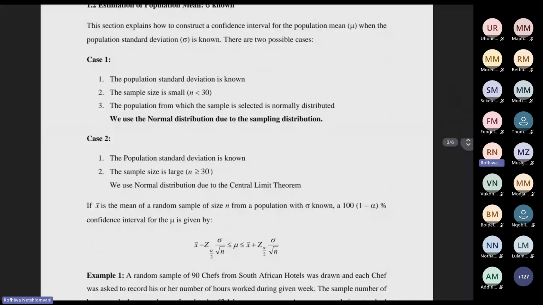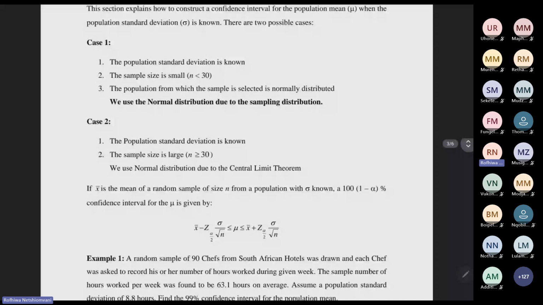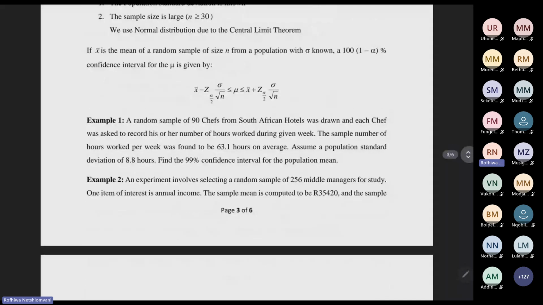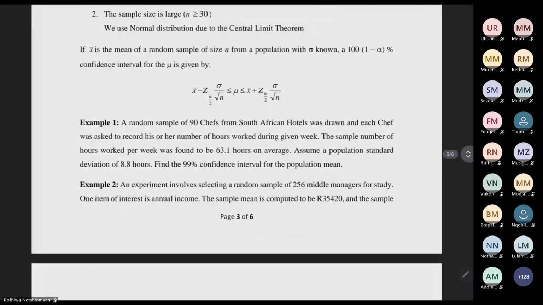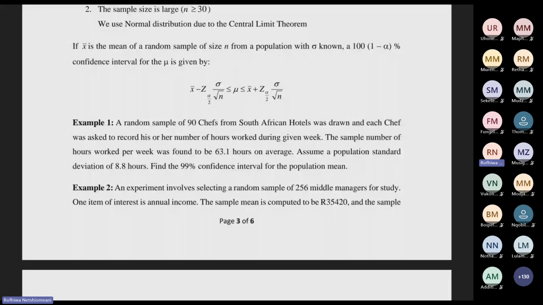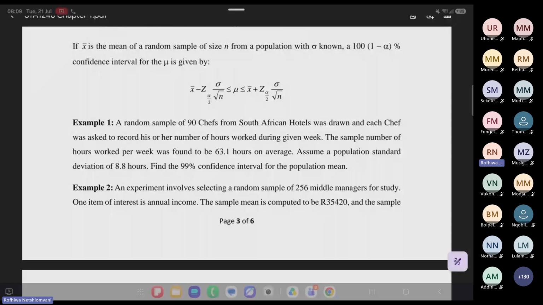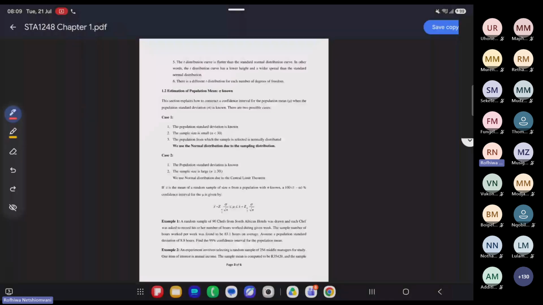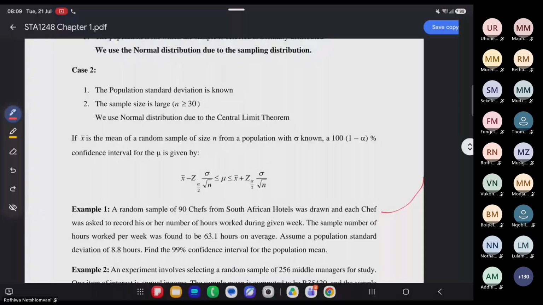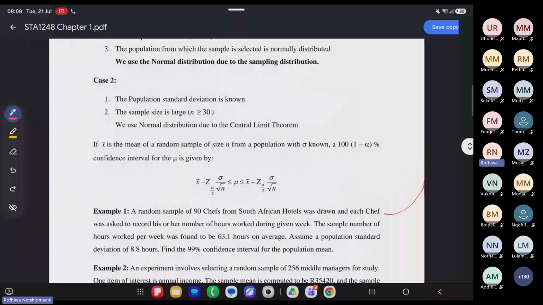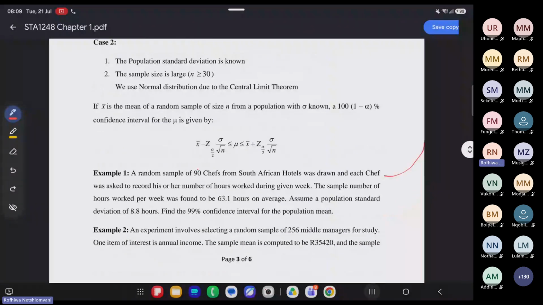So this, I don't care about this. I'm going to show you a better way for that. But let's read example number 1. A random sample of 90 chefs. So meaning that, let's put that so that we can write on it. A random sample of 90. So this means that n is equal to 90.